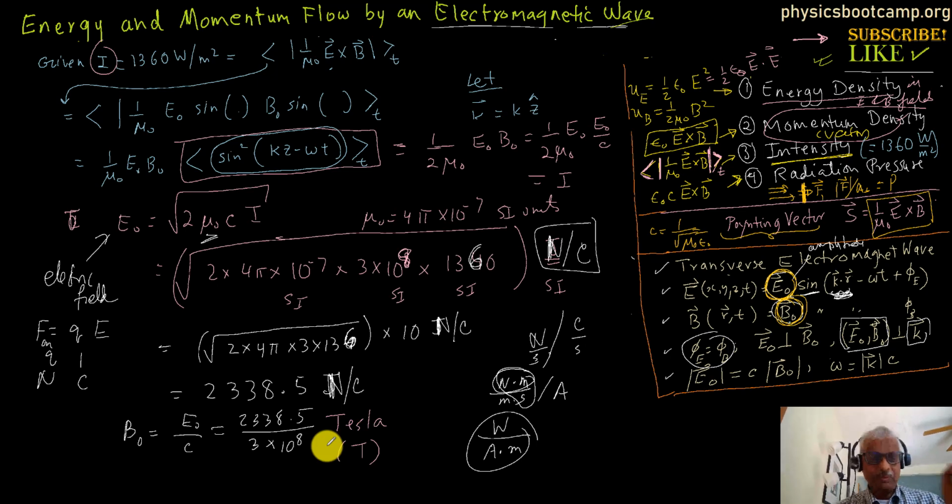Okay, so now we have the electric field and magnetic field, and we want to know what the average energy density will be. That's the one I'm going to work out next.